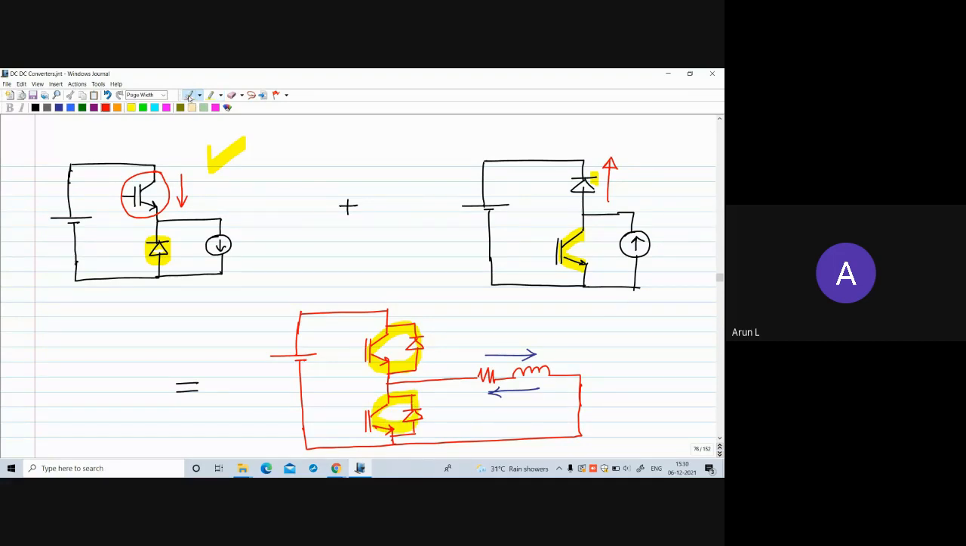Now if you closely observe, this current source is merged with this current source. Here the direction of current flow is downwards, here the direction of current flow is upwards. So now you have bidirectional current in the load. So we have realized what is known as a half bridge converter. This circuit is popularly known as a half bridge converter.